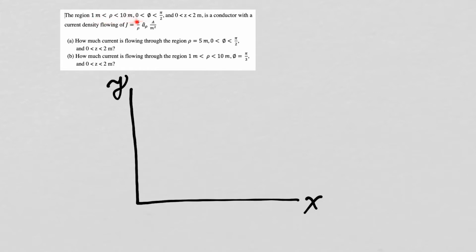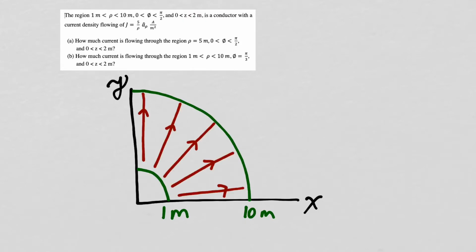In the rho direction, current is flowing between 1 and 10, and from the angle here we see it's confined to the first quadrant. So that describes this region here, and it also extends from the xy plane up to z equals 2. So the current that's flowing will be flowing as shown by these vectors here.